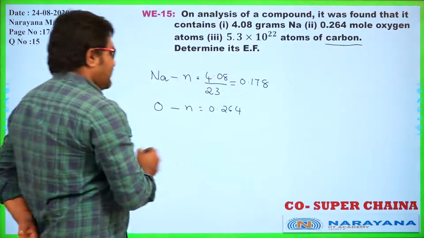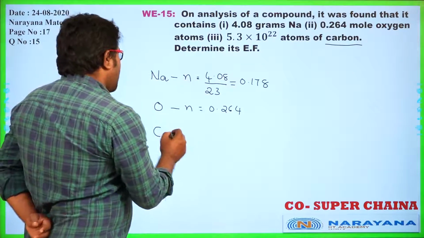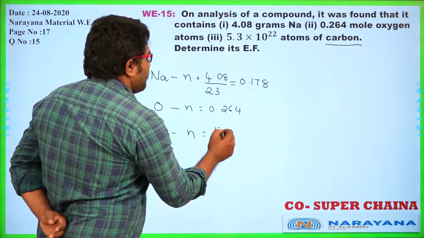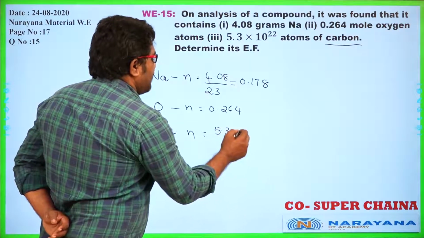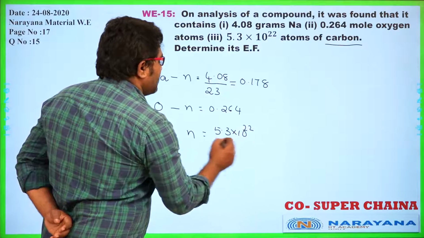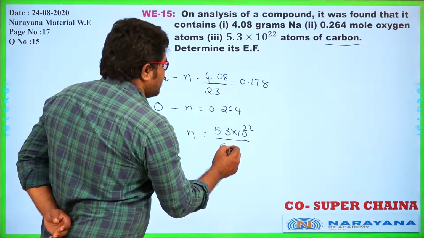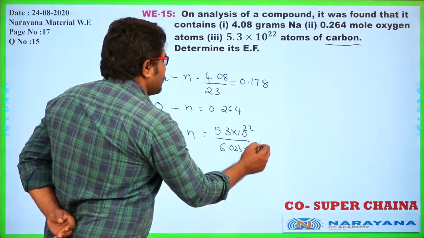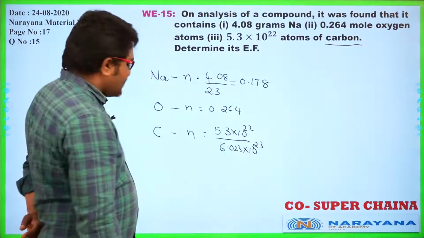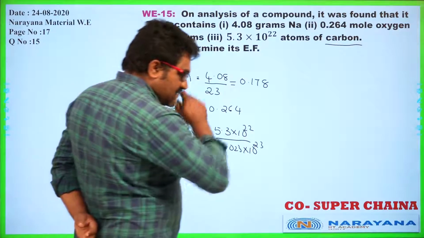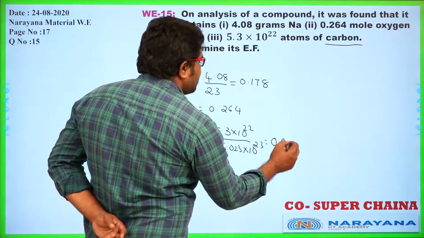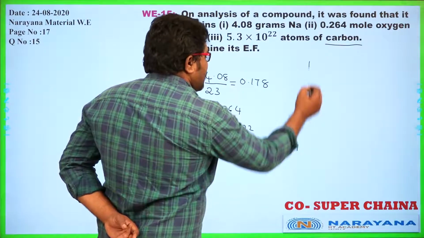Next, carbon also was given. So number of moles of carbon, how can we take? Given number of molecules divided by Avogadro number, 6.023 into 10 power 23. We will get the carbon number of moles as 0.089.